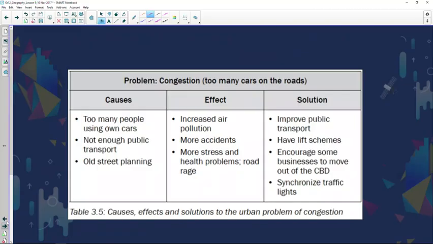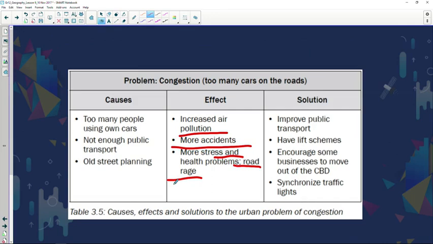Now, if you look at congestion, the biggest concern over there is the amount of cars on the roads. Unfortunately, cars create pollution and it makes the environment dirty. Now, there's too many people using their own cars, not enough public transport systems, and the old street planning. Now, what does it do? It creates pollution. More cars means more accidents. And obviously, it causes stress, road rage. I believe you've seen it definitely somewhere in your lifetime in South Africa.